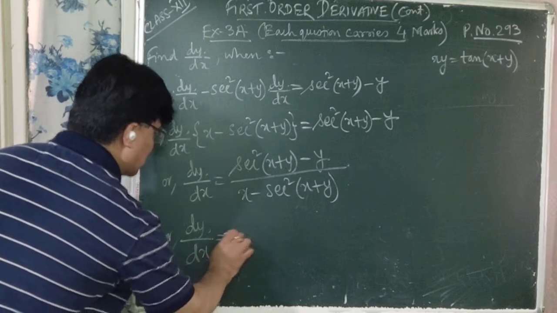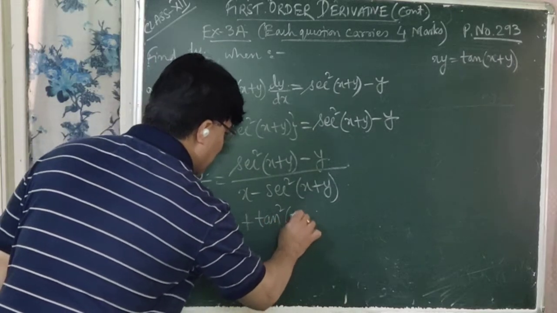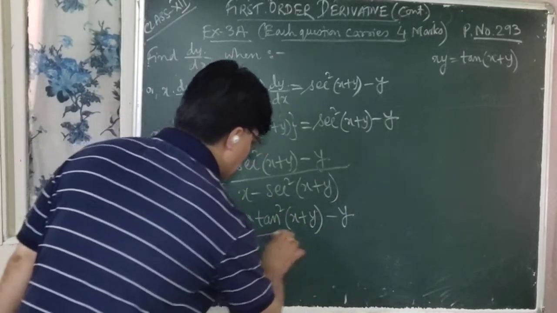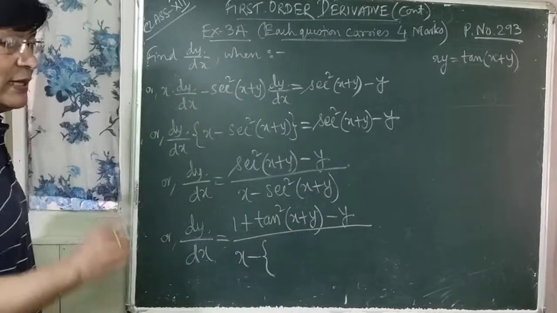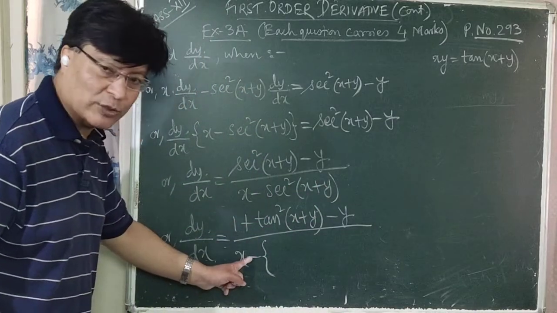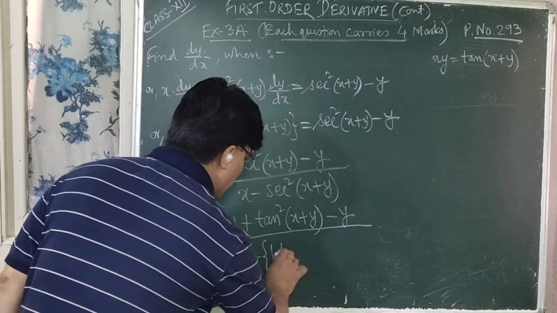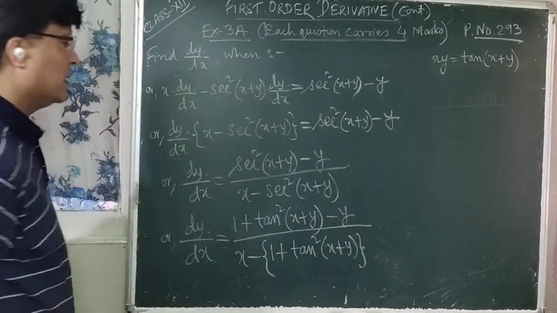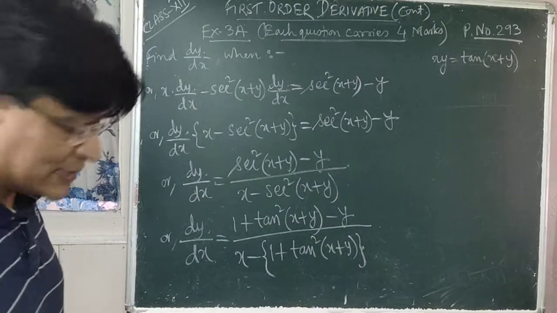So dy by dx is equal to, what is sec square (x plus y)? It is 1 plus tan square (x plus y). Then write down minus y. This whole divided by x minus, within second bracket, let us write down the formula for sec square (x plus y), because there is a minus sign out here. That's why we are writing the formula within second bracket. So it is 1 plus tan square (x plus y). So you know that sec square theta is equal to 1 plus tan square theta.